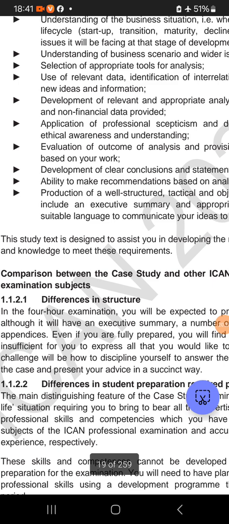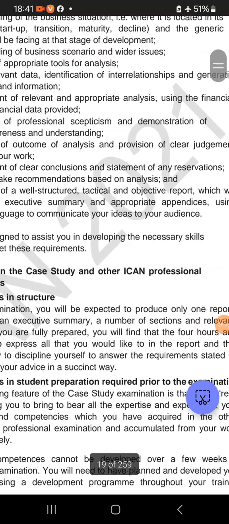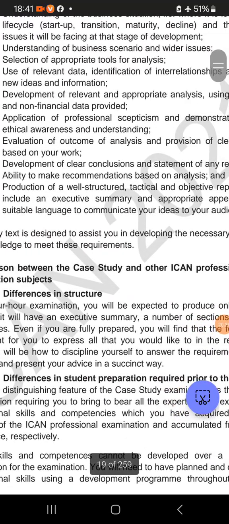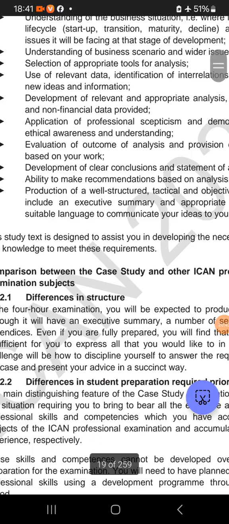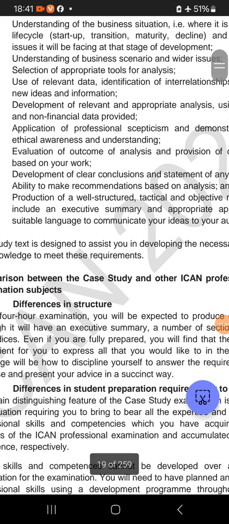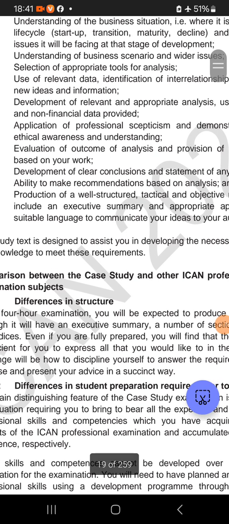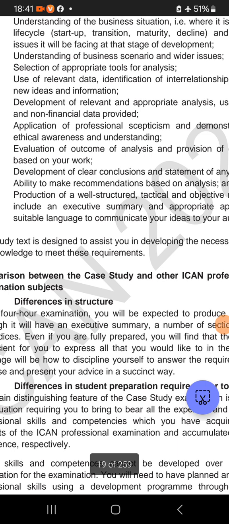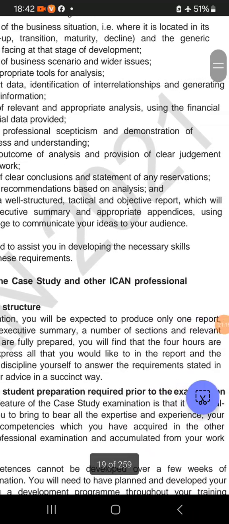Maybe we should go on to the next one. Now, evaluation of outcome of analysis and provision of clear judgment based on your work. You have to check the outcome. For example, you have used the right tool to analyze the financial and the non-financial, because it's not just the financial that you're analyzing. You have to analyze the non-financial and relate them together. When you do that, you must be able to evaluate the outcome. What is the outcome of this? You must examine the outcome of your analysis and provide clear judgment.